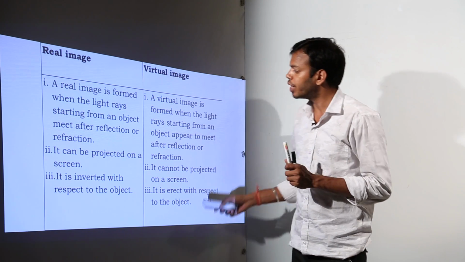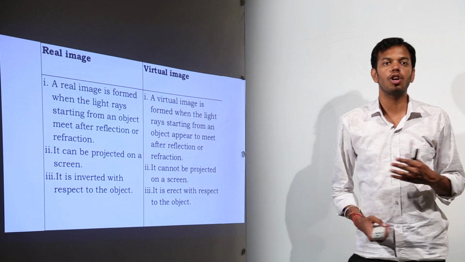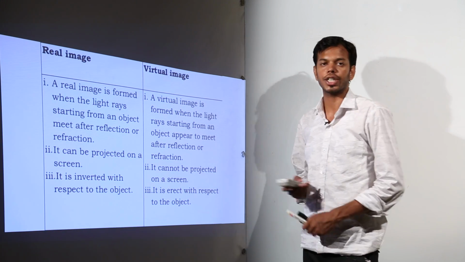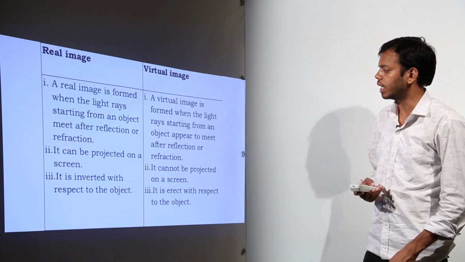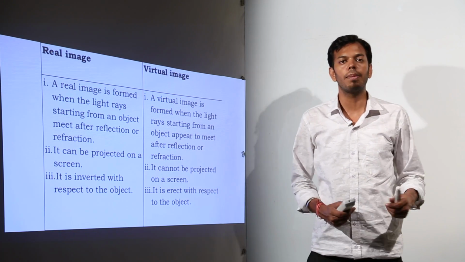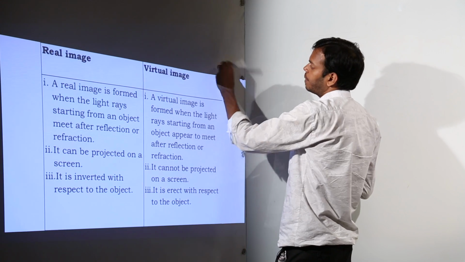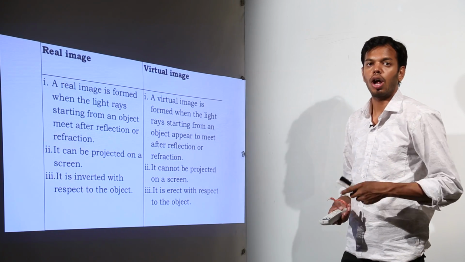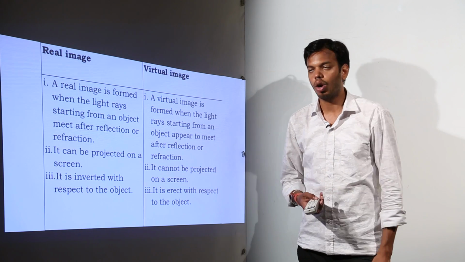Second point, a real image can be projected on a screen. That means it can be obtained on a screen, whereas a virtual image cannot be projected or obtained on a screen. Lastly, a real image is always inverted with respect to the object. That means if the object is this way, the image will be that way, and vice versa. Whereas a virtual image is always erect with respect to the object.